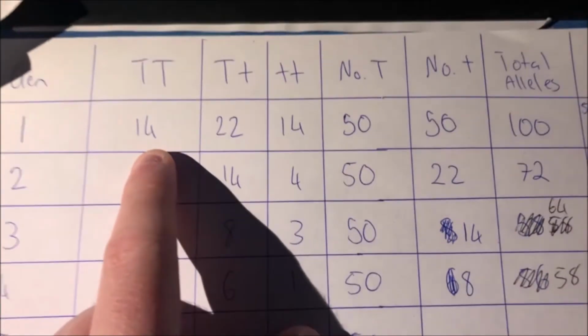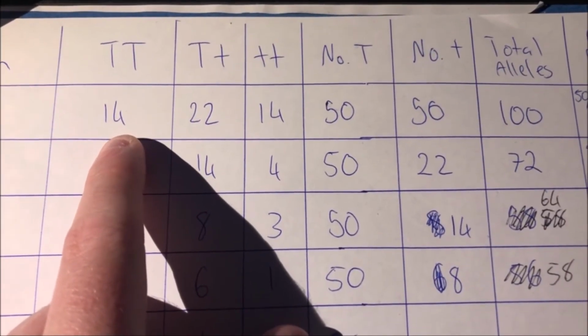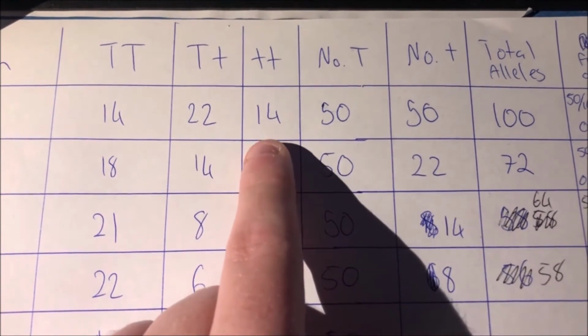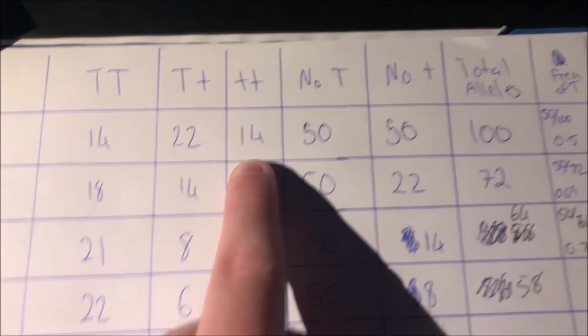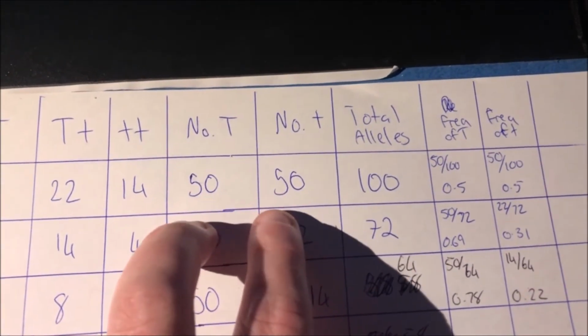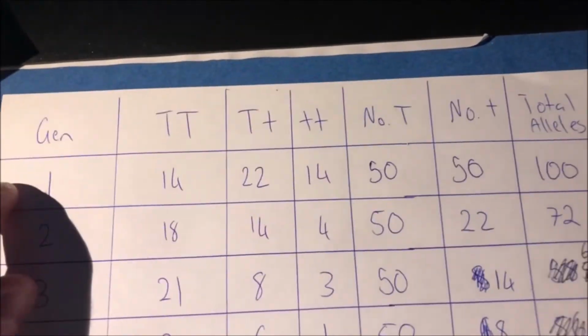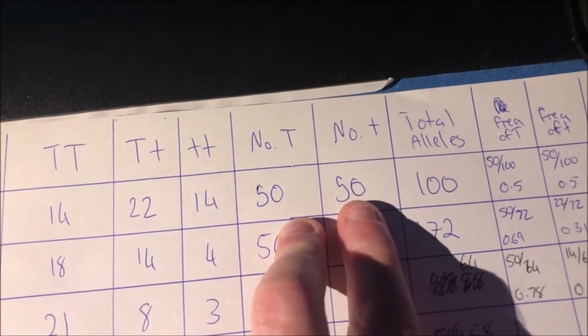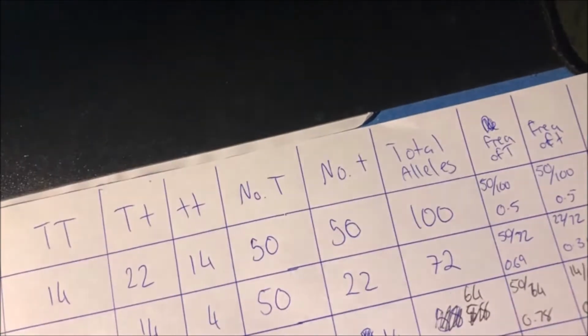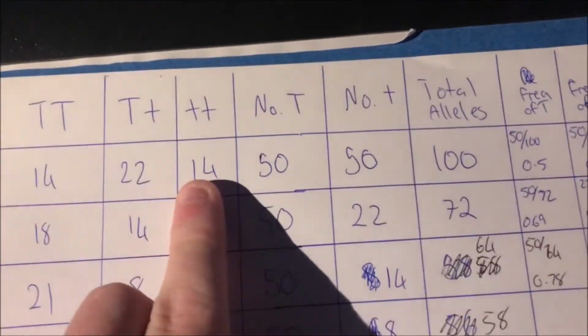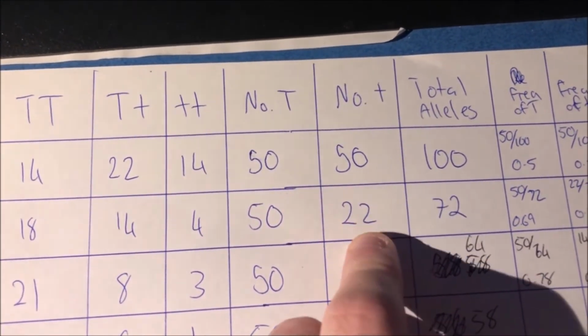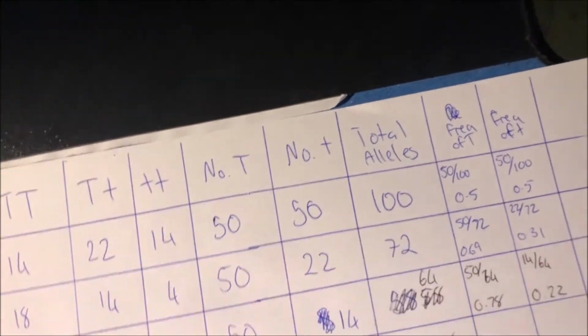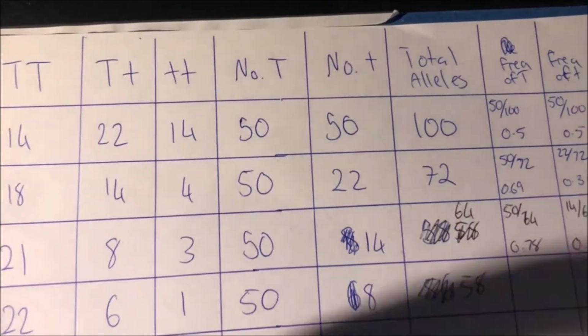We got 14 homozygous dominant, 22 heterozygous, and 14 homozygous recessive. But our gene pool at this first generation still contains 50 of each. It asks you in the question to remove these from the gene pool, but we'll only do that afterwards in the next generation, because they're still counting this generation whether we believe it or not. They just won't be passed on.